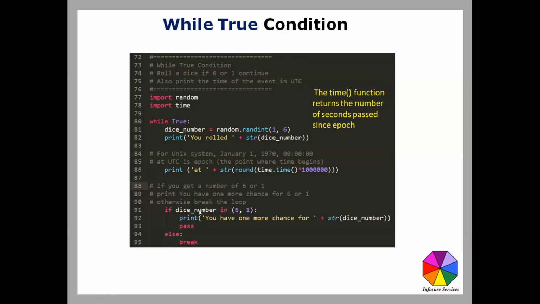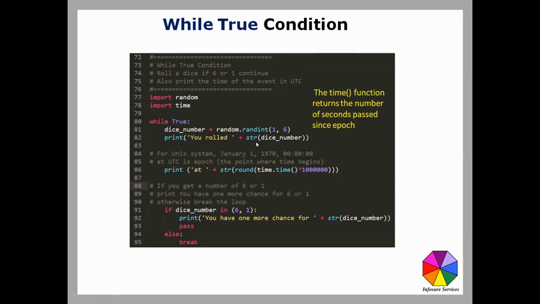So either the face of the dice lands on 1 or 6. Here we're checking if dice in 6 or 1. So this is a condition. We're checking two values: the dice roll number is in 6 or 1. You're printing, you have one more chance, and this is just a pass statement, which is optional. If it is not 1 or 6, the next player gets to roll the dice. So here we do a break. So this else has got a break. The while true should always have a break, otherwise your program will go into an infinite loop.